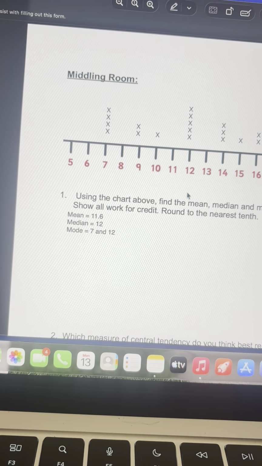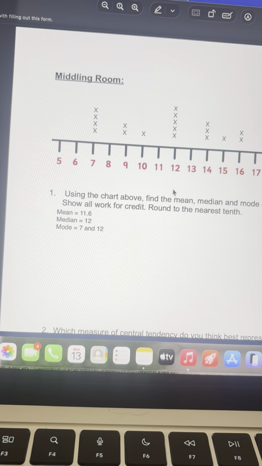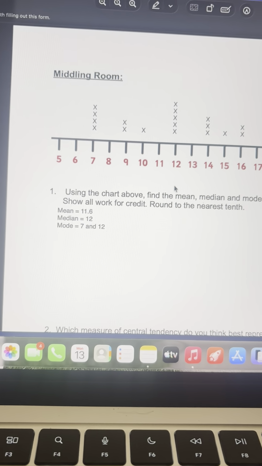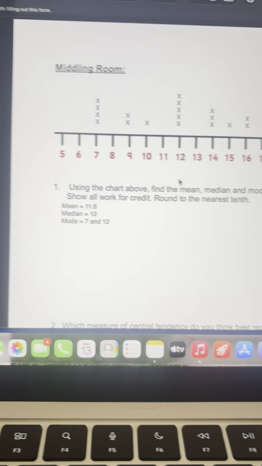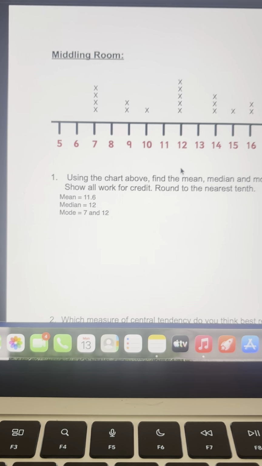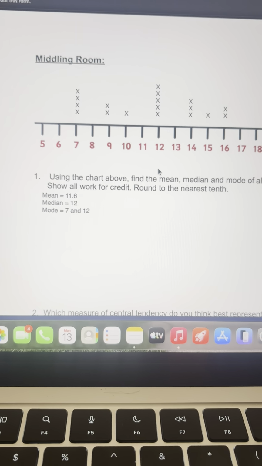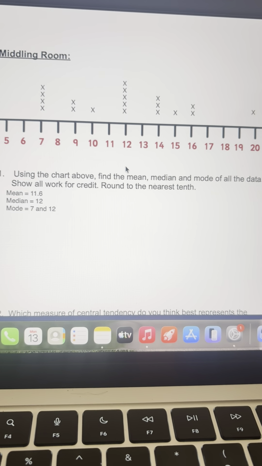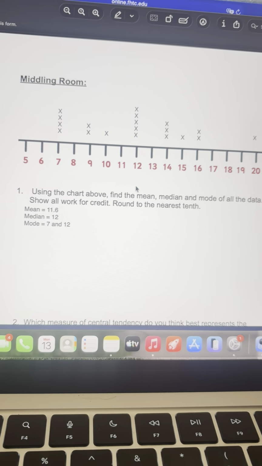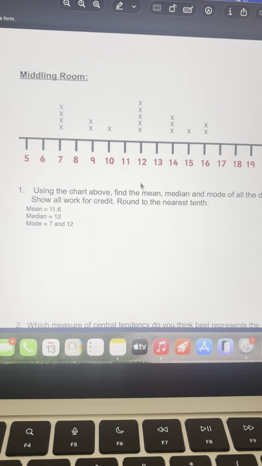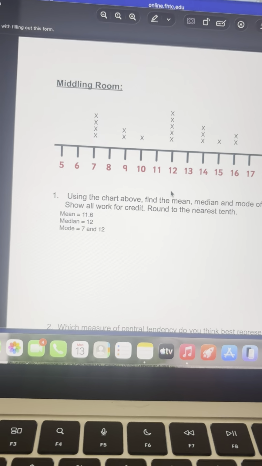using the chart above, the mean is 11.6, the median is 12, and the mode is 7 and 12. And I found the mean by adding them all up and then dividing it by how many are on there.